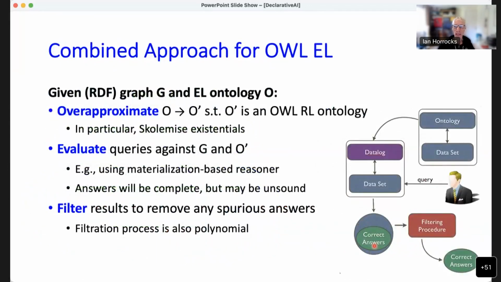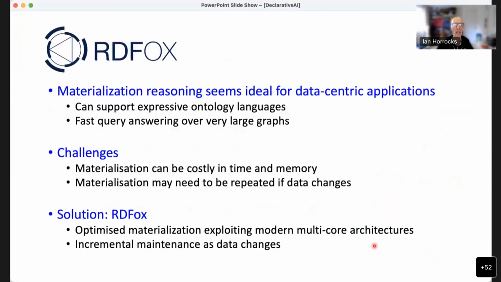I don't really have time to talk to this, but actually we can also use this forward chaining materialization technique. We can basically use RL to also do query answering with EL if we add some sort of filtering technique at the end. But I'll leave the slide in the slide deck, and any of those of you who are interested can look at that. But I won't speak any more to that in this talk.